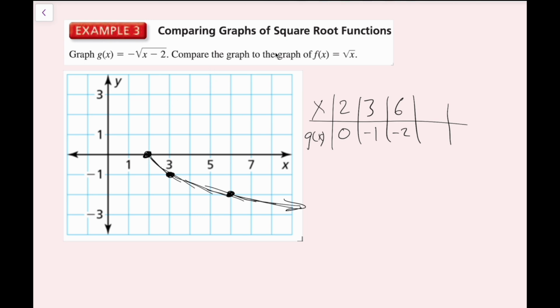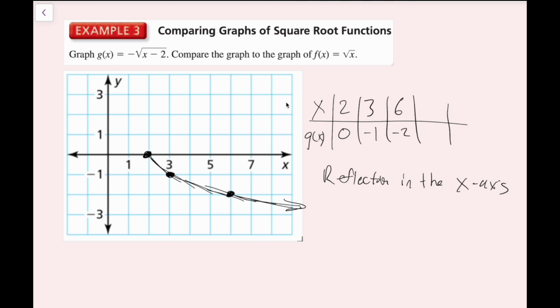Now we're going to compare this to the graph of f of x equals the square root of x. Now you could graph this, but you can also just tell what's happening. Okay, I have a minus 2 on the inside. Well, that's a translation 2 units right. Okay, and then I have this negative on the outside. Well, that's a reflection. So I can say that I have a reflection in the x-axis, and then I have a translation 2 units right, because after I reflected it with the negative sign, I'm moving this 2 units right.